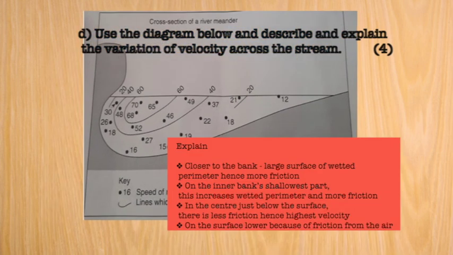Explain or reasons for the variation. Closer to the banks, large surface of wetted perimeter, hence more friction. On the inner banks, shallowest part, this increases wetted perimeter and more friction. In the center just below the surface, there is less friction, hence highest velocity. On the surface, lower because of friction from the air.